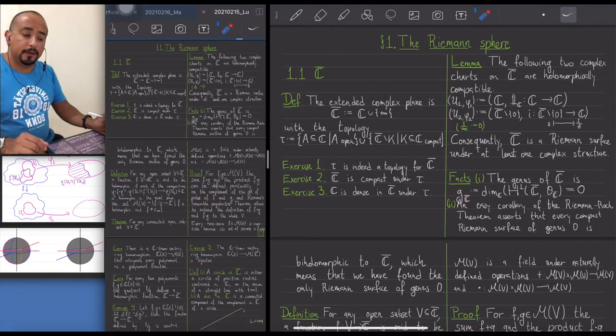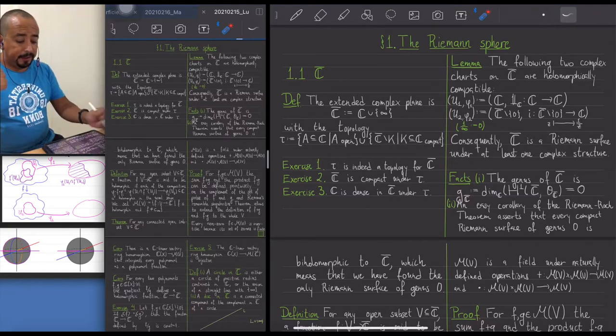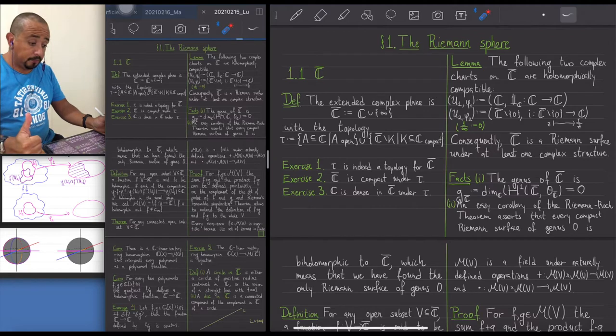We're going to present three realizations of the Riemann sphere, namely as the extended complex plane, as the complex projective line, and as the unit sphere in a three-dimensional Euclidean space.